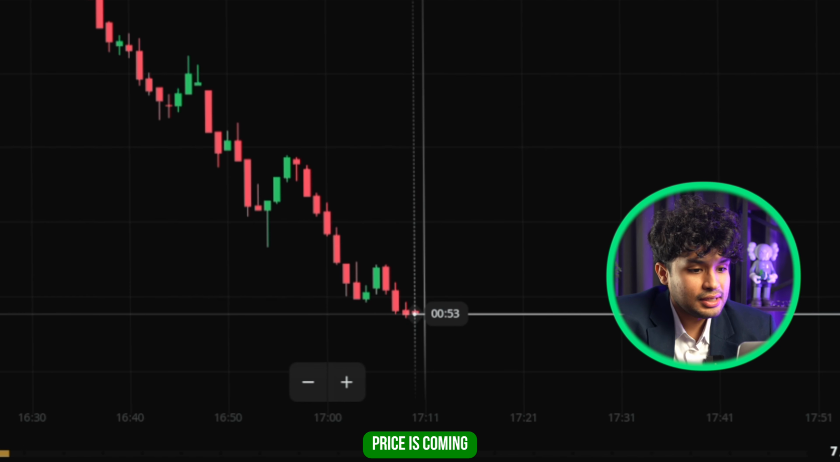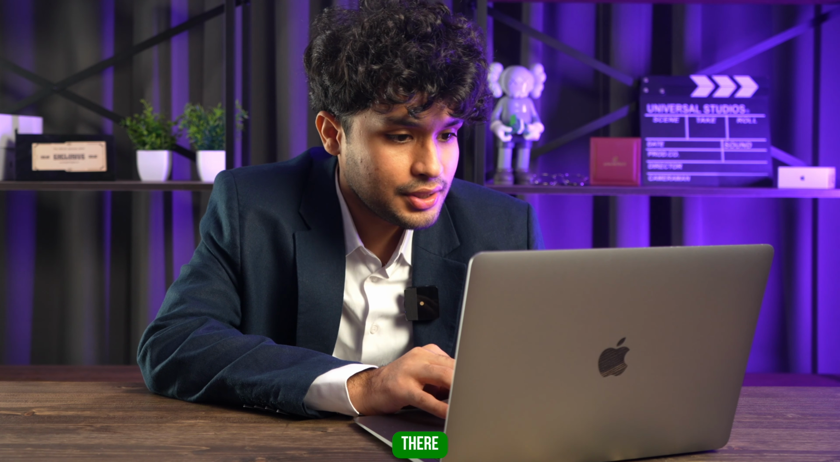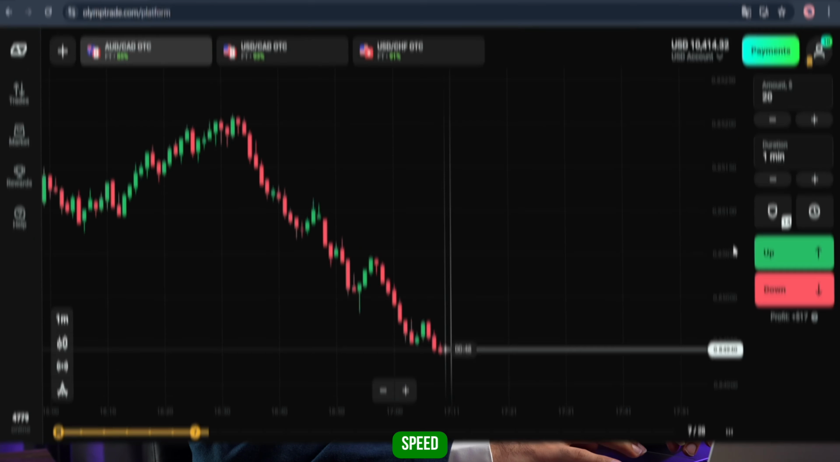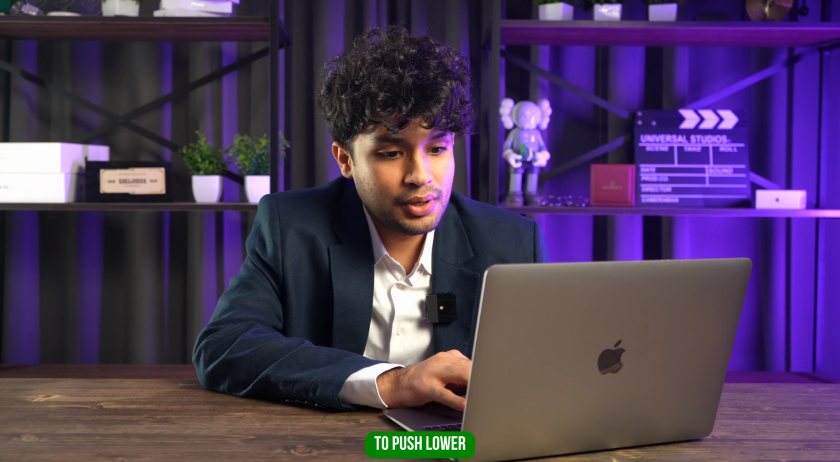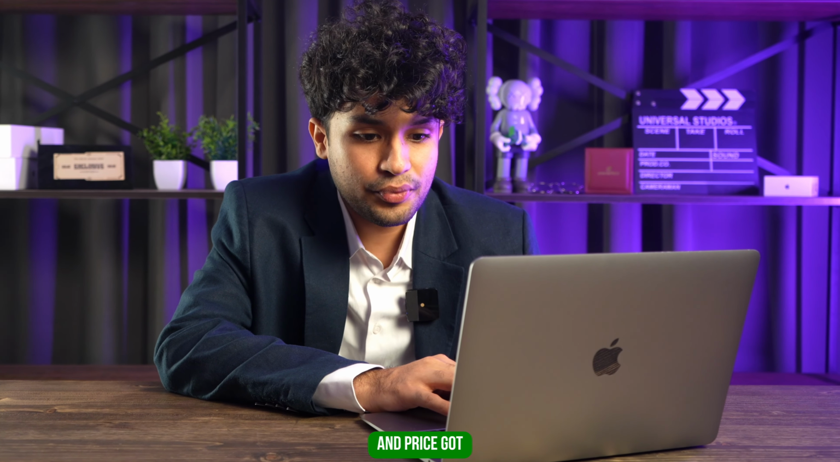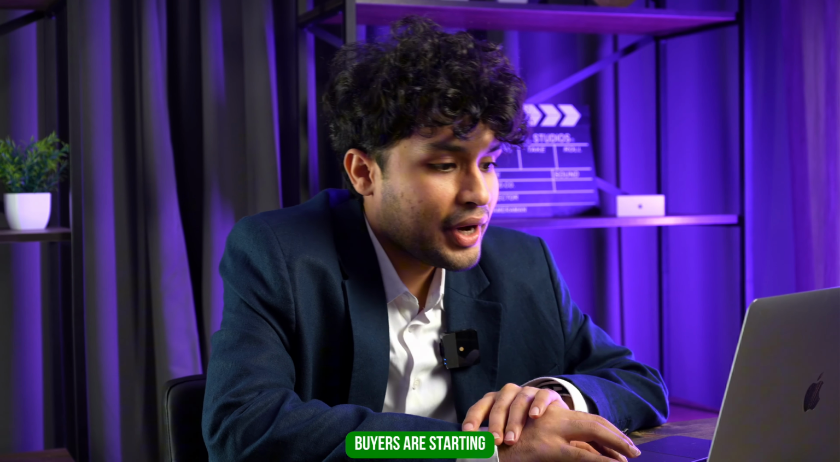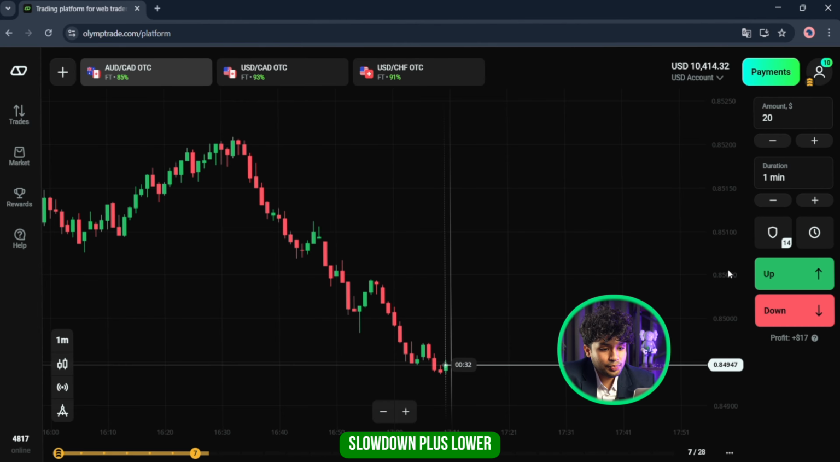Now watch price. It's coming to a strong support level, and I don't care about support as a level. I care about how price behaves there. I can see the sell-off slowing down. The downward pressure isn't as aggressive anymore. Candles aren't pushing price at the same speed. And here is an important detail: a small lower wick. A lower wick at this spot is a hint that sellers tried to push lower, but buyers started absorbing it and price got pulled back up. In other words, sellers are losing their grip. Buyers are starting to take initiative. Conditions line up: support level plus slowdown plus lower wick.